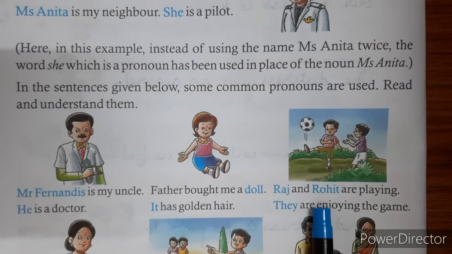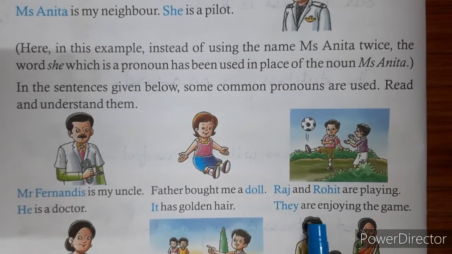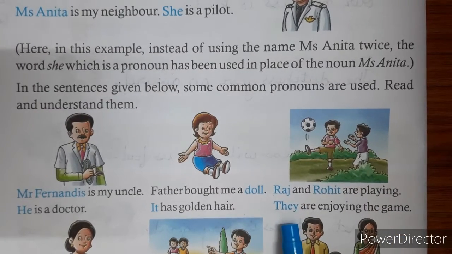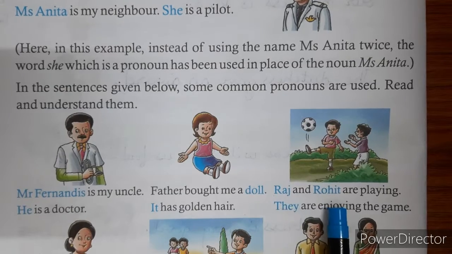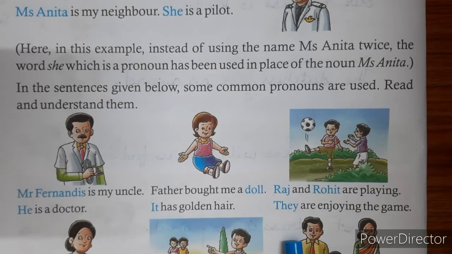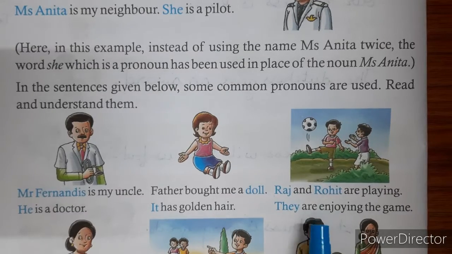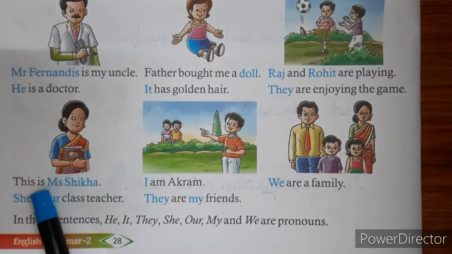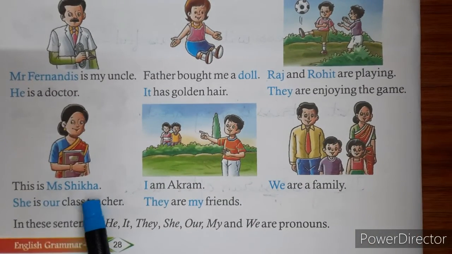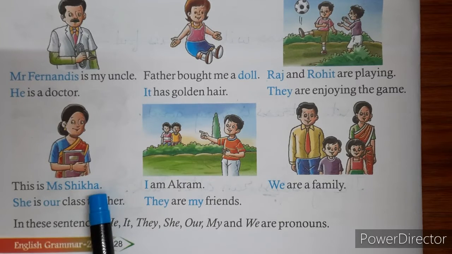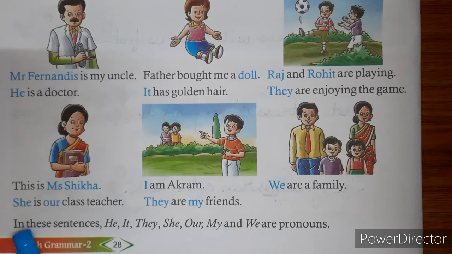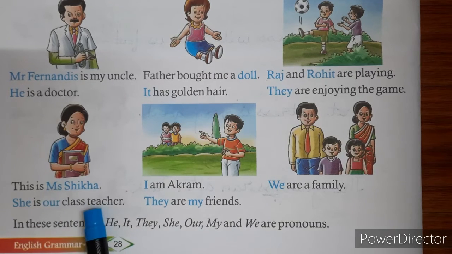Next, Raj and Rohit are playing. They are enjoying the game. Here, they is used instead of repeating the noun Raj and Rohit in the next sentence. So what are pronouns, students? They are the words used in place of nouns. Let's look at the next picture. This is Miss Shikha. Miss Shikha is the noun. She is our class teacher. The pronoun she and our is used to describe Miss Shikha.